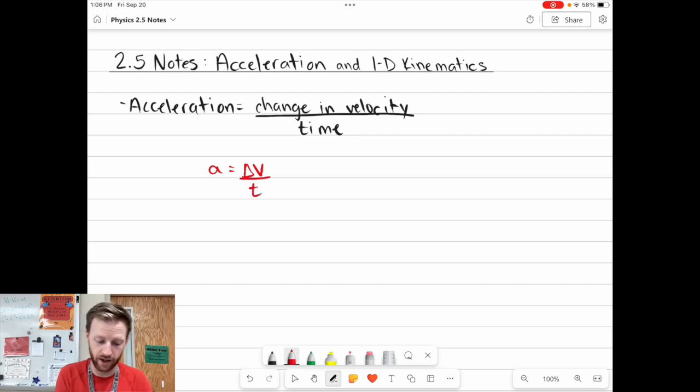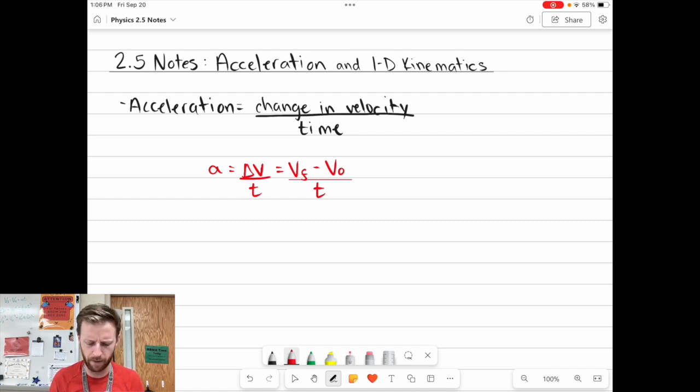Now, another way you're going to see this written out is the final velocity, that's what that F is, minus the initial velocity, or V naught, divided by time. So, as I look at this, I now have four variables involved in an equation, which is the most we've had so far, and we're going to continue to expand upon this in kinematics.